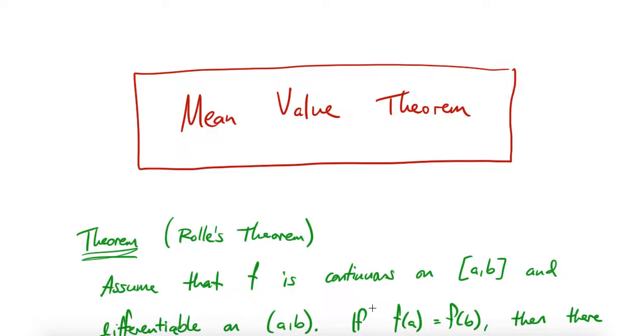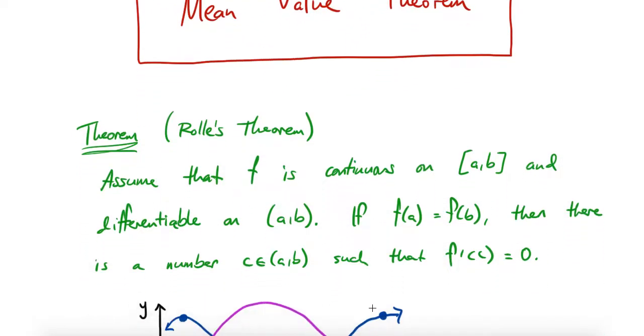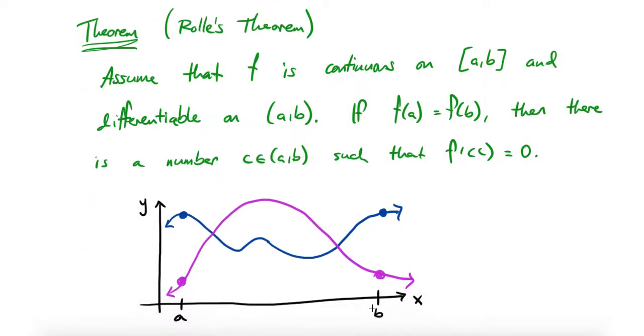So Rolle's theorem is a special case of the mean value theorem. So let's see what it says. Assume that f is continuous on some closed interval a to b, and it's differentiable on the open interval from a to b, meaning you can take its derivative everywhere on this interval. If the y values of the endpoints are the same, f of a equals f of b, then there's a number c somewhere in here. This symbol just means that it lives inside this interval, such that the derivative at c is equal to 0.